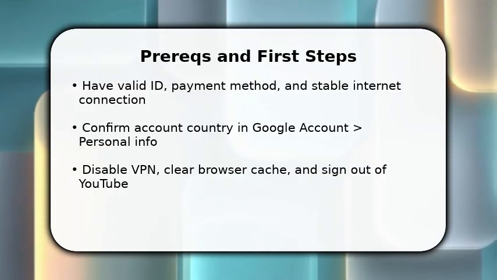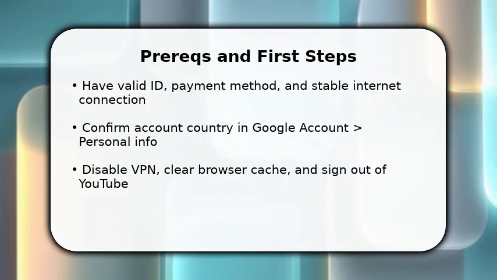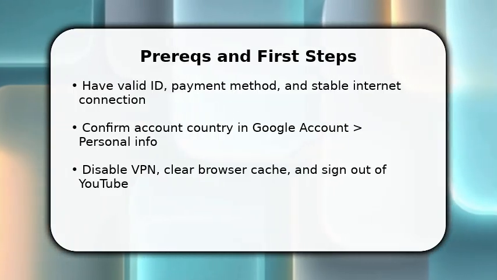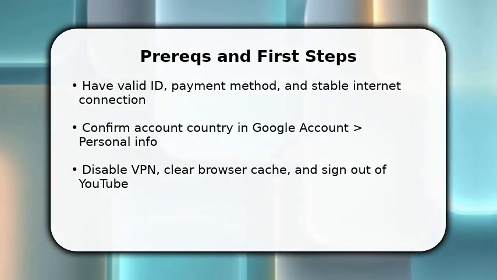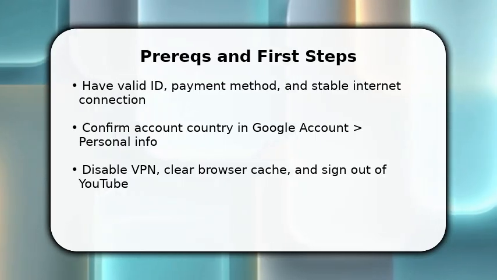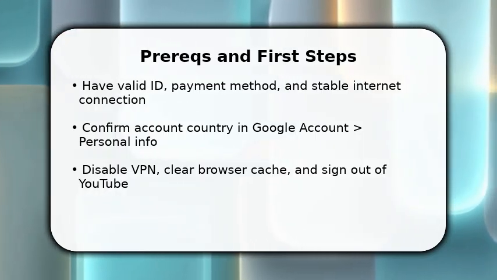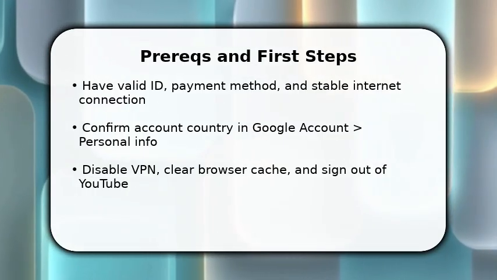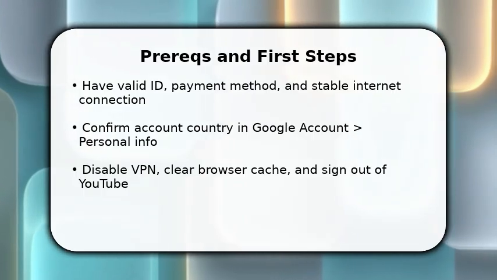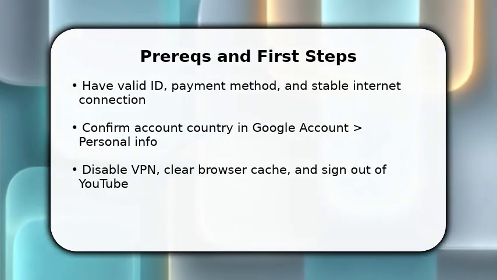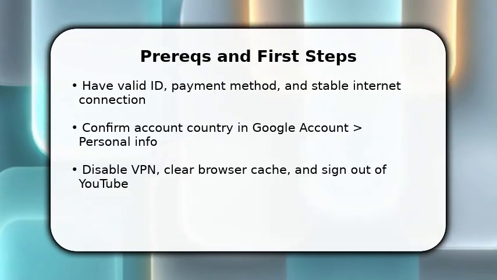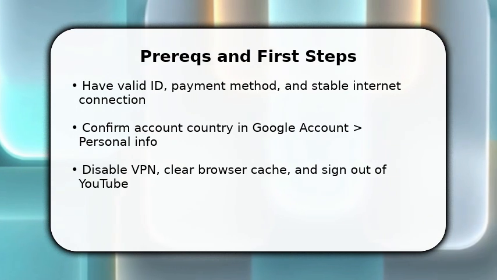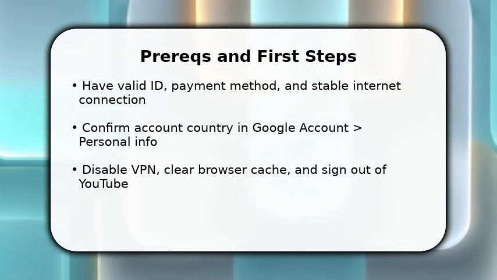You need to start by confirming prerequisites, valid ID, and a payment method that matches the country you claim. First, open your Google account and check the country/region under Personal Info so values align. Once done, disable any VPN or proxy and clear the browser cache and cookies to remove stale geodata. Sign out of YouTube and sign back in to force location refresh. Doing these steps ensures your account metadata and local connection are consistent before deeper fixes.